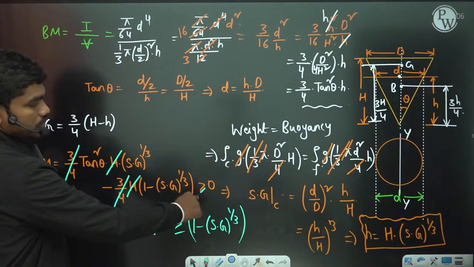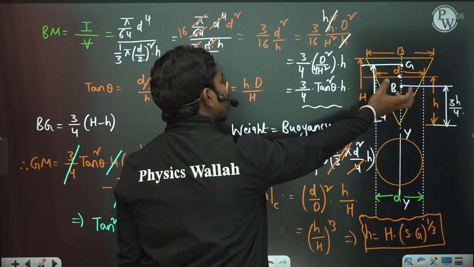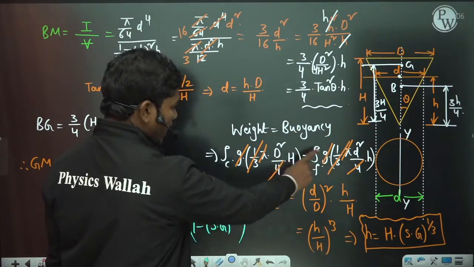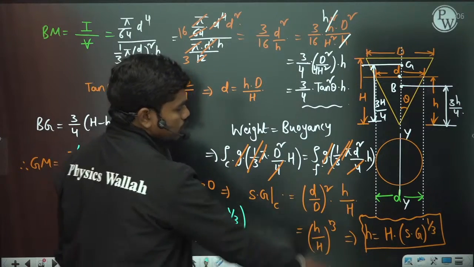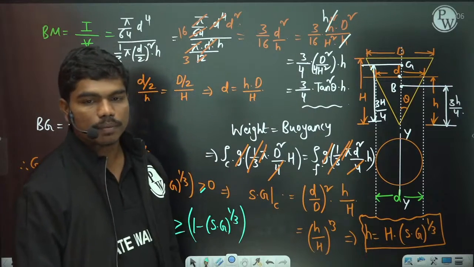Now how will you get the relation between small h and capital H? The weight of the cone should be balanced by the buoyancy force acting on the cone. So this weight and buoyancy should be the same. If you match these two, you'll get small h equal to capital H times the specific gravity of the cone whole power 1 by 3.